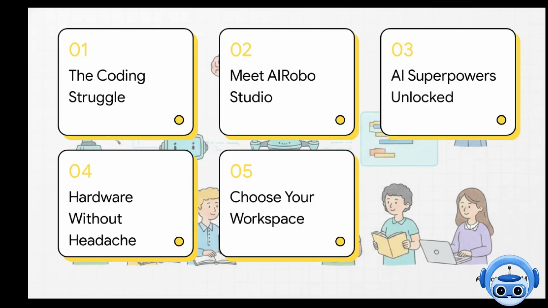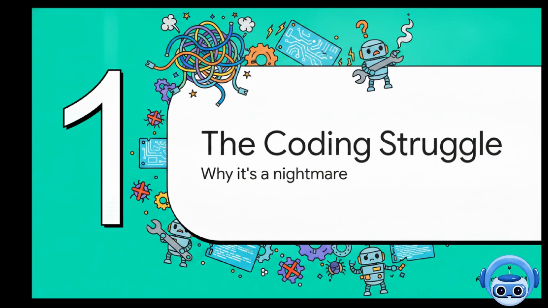So here's our roadmap for today's Explainer. First, the coding struggle. Then we'll meet AIRobo Studio, look at the AI Superpowers unlocked, figure out how to handle hardware without the headache, and finally, choose your workspace. All right, let's jump right into Section 1, the coding struggle.